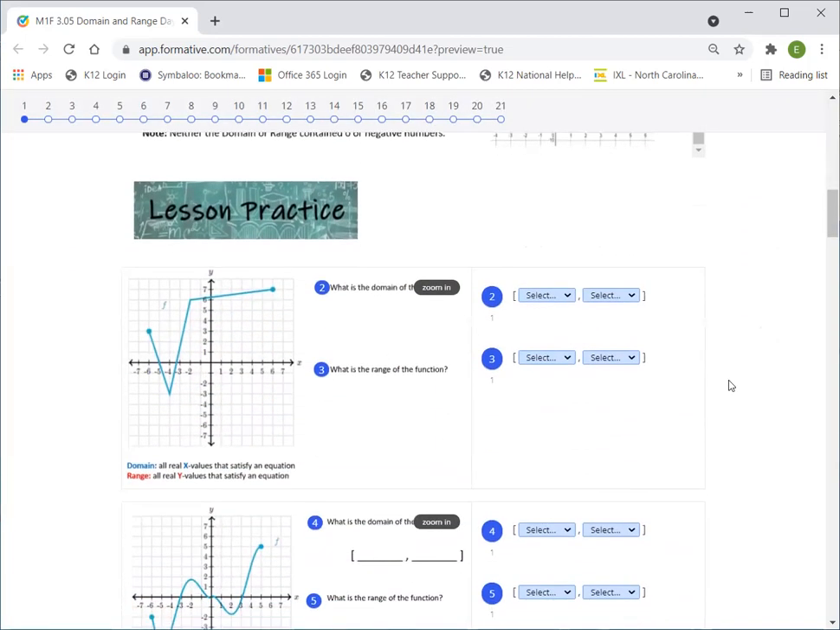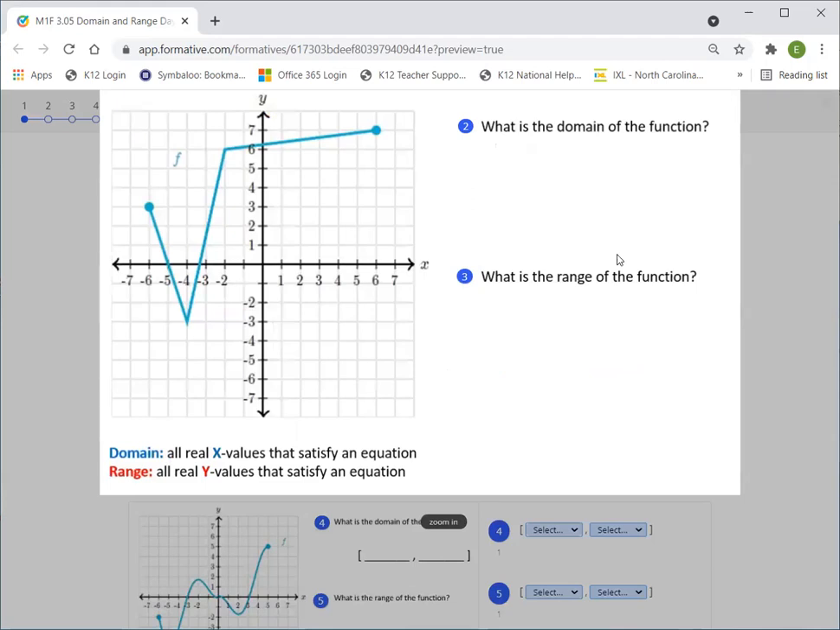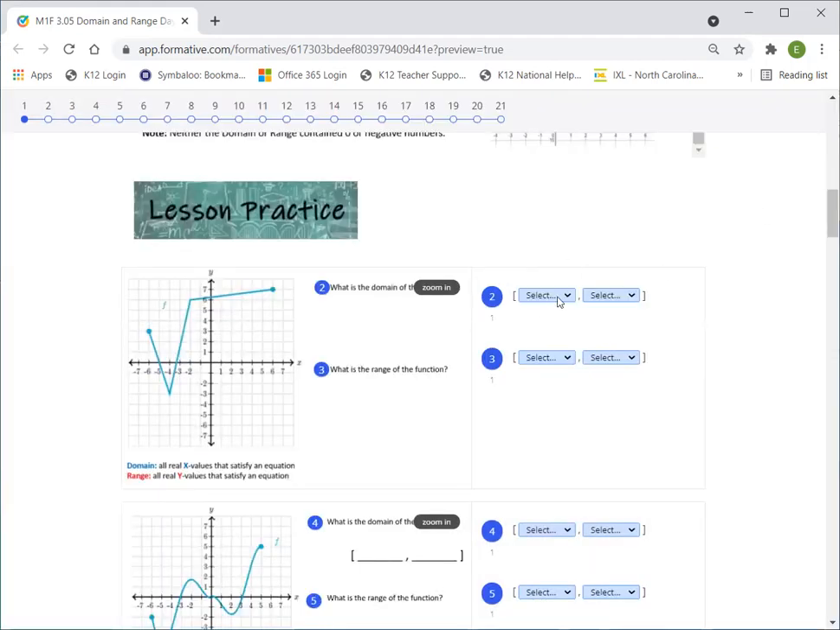So let's practice this. The first one says, what is the domain of the function? Okay, so again, you want to look left to right. My furthest left on this graph is at -6, and then the furthest to the right is at +6. So for domain, always think left to right. So -6 to +6.